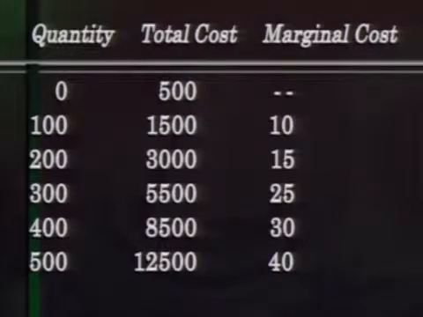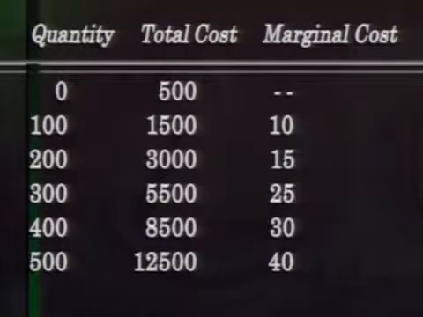We can derive marginal cost from output data as follows. In this table, we've just duplicated quantity and total cost. Quantity runs from 0 to 500 cases. Total cost goes from $500 to $12,500. The marginal cost column is computed by computing the change in total cost divided by the change in quantity. For example, when quantity changes from 0 to 100, total cost changes from 500 to 1,500. Marginal cost is thus 1,500 minus 500, or 1,000, divided by 100 minus 0, and that result is 10.